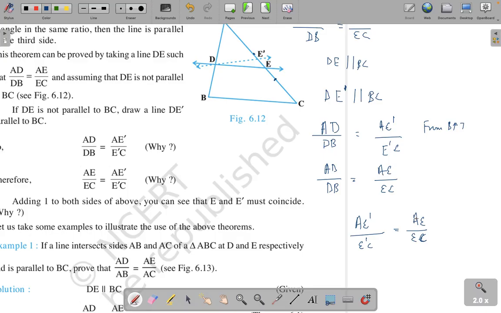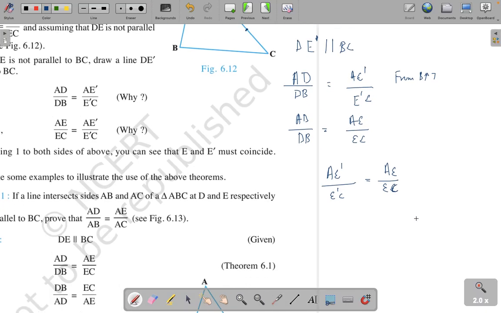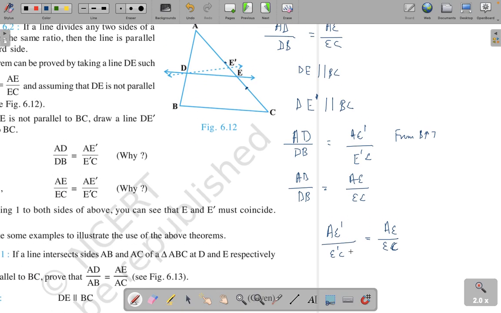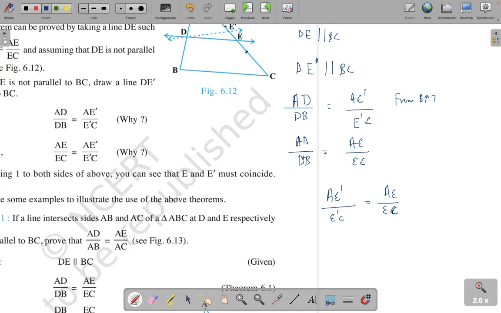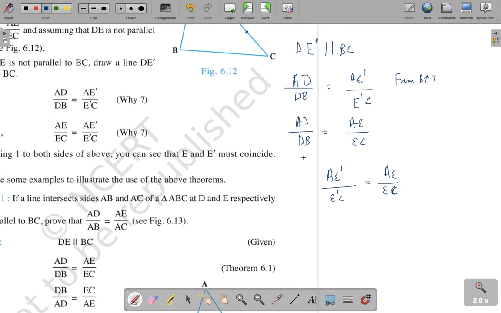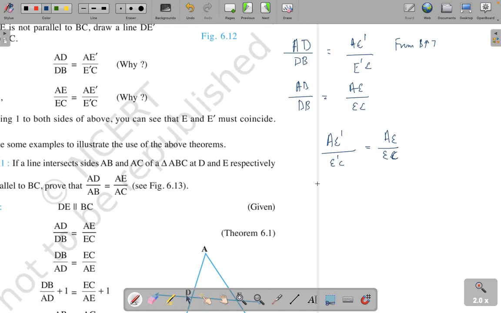In order to prove it, you can just add a point. Either you should have the same numerator or the same denominator. At least one should be the same, then only you can prove. You notice that if you add E dash C to this it will become AC, and if you add EC to this, it will become AC. So the numerator will become the same. So you can then add 1.